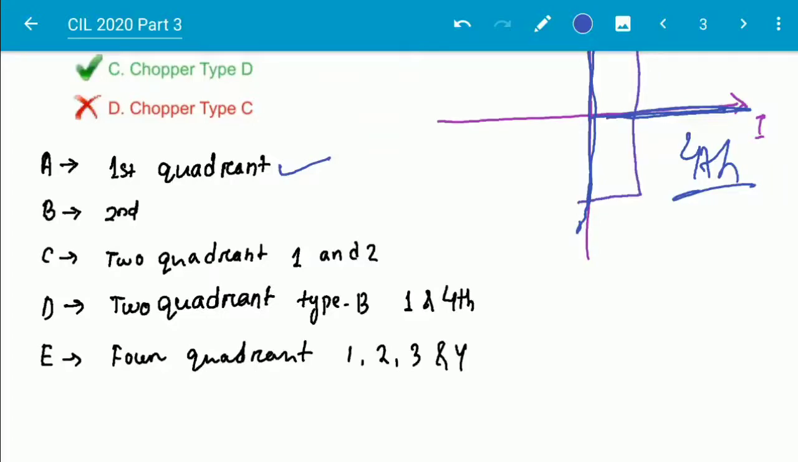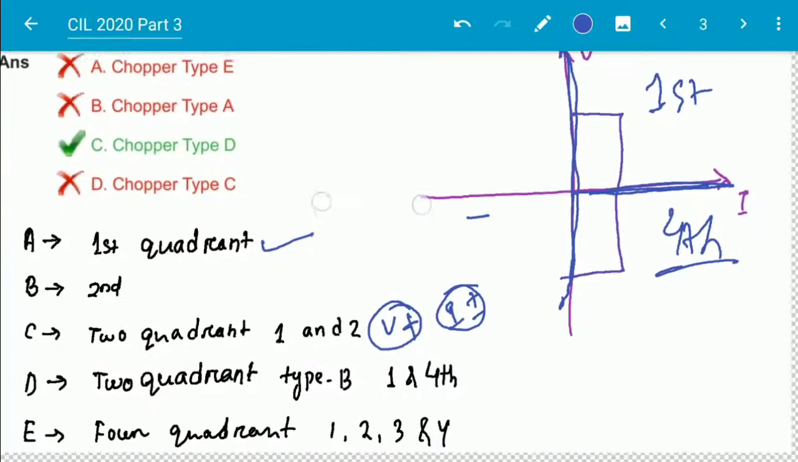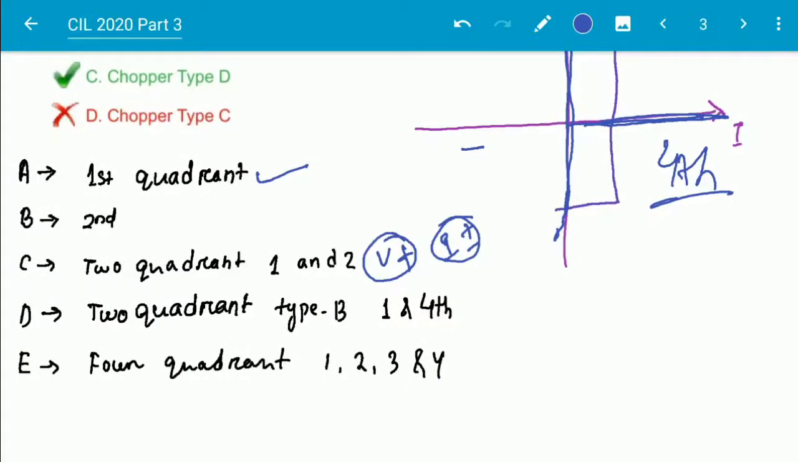Chopper type B is operated in the second quadrant, that means current is negative but voltage is always positive. Option C, type C chopper is a two quadrant chopper, that is both quadrant 1 and quadrant 2. That means voltage is always positive and current is both positive and negative for type C. Type D is a two quadrant chopper, called two quadrant type B chopper, and this is operated in quadrant 1 and quadrant 4.